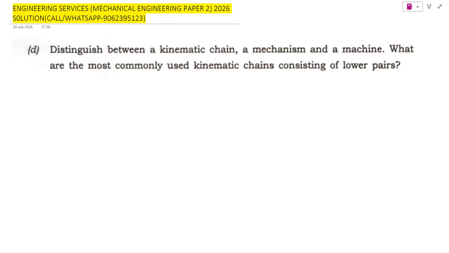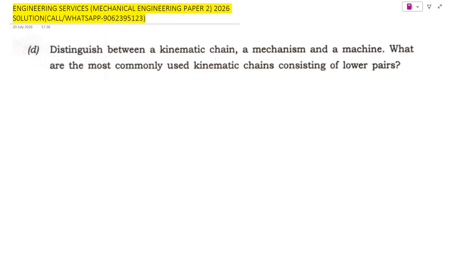Today we are solving a very important theoretical question from the Engineering Services Examination 2026, Mechanical Engineering Paper 2. Many students ignore the theory questions because they think numerical problems carry more weightage. But in ESE, a well-prepared theory answer can fetch full marks within a few minutes. And questions on theory of machines are especially important because they test your conceptual understanding rather than just calculations.